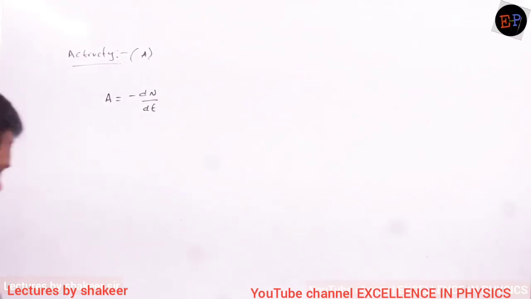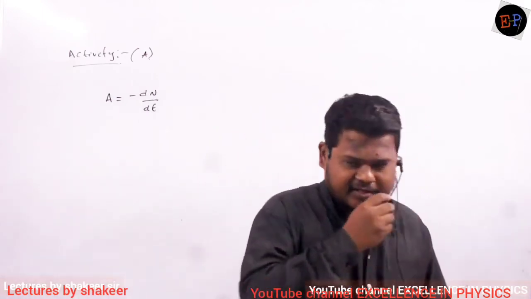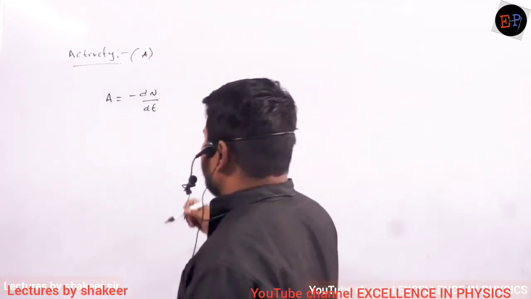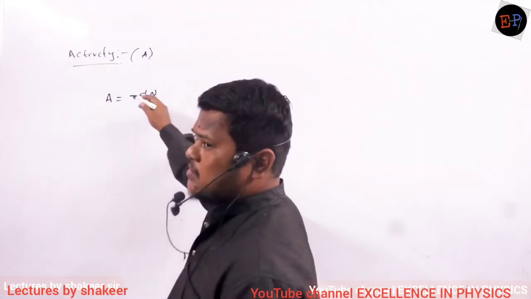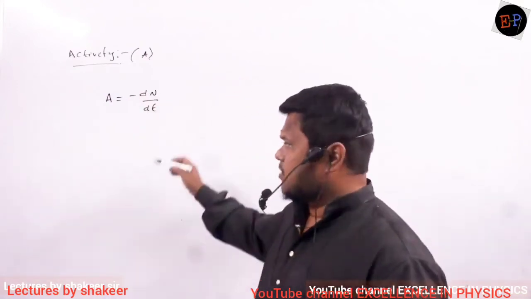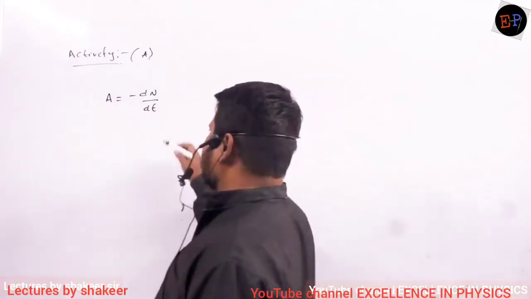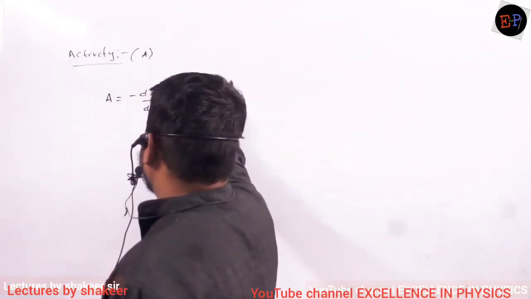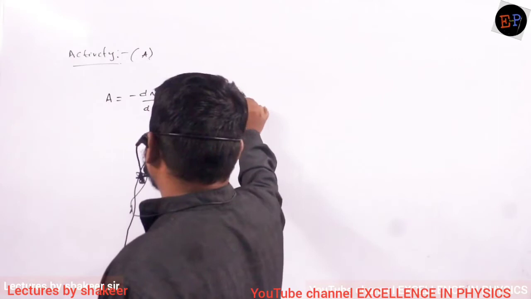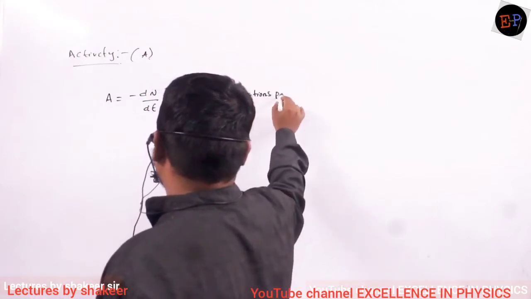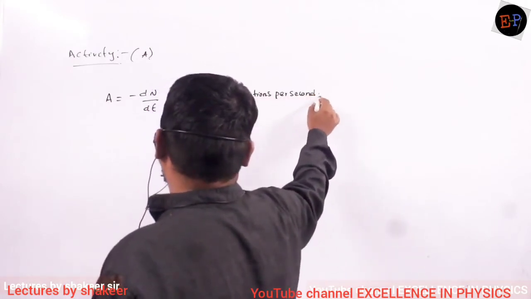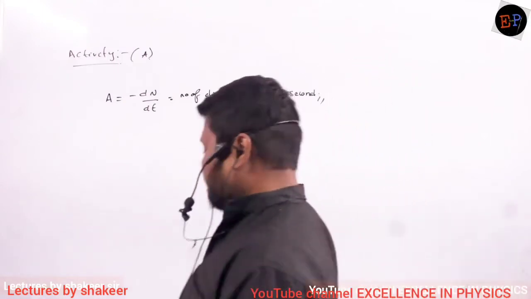Okay. So the next concept which we are studying is activity. So what is meant by activity? Number of disintegrations per second is just called activity. Already we have studied dN by dt previously, no? That itself is called activity. Are you able to understand? So what is meant by dN by dt? Number of disintegrations per second is called activity.